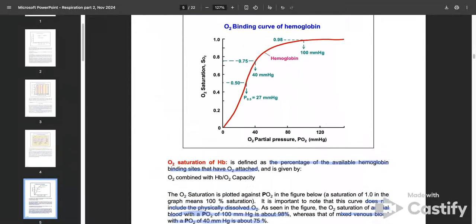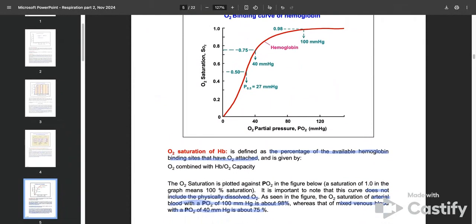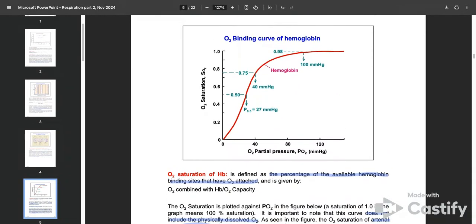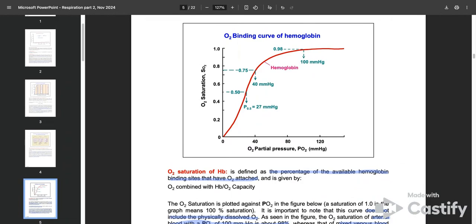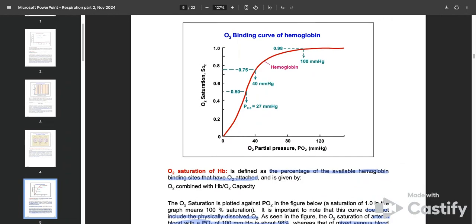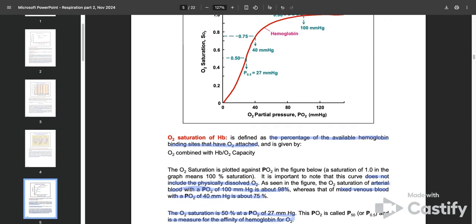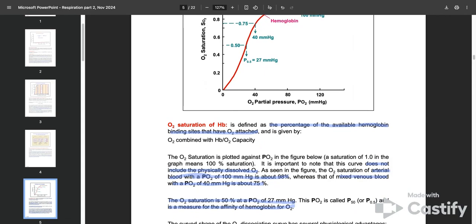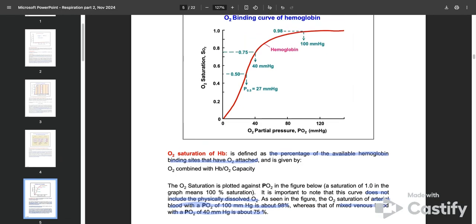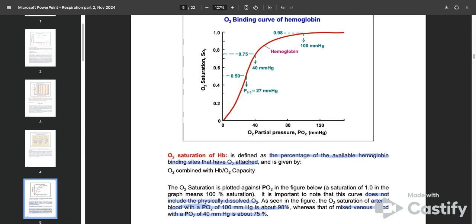Here we have the oxygen binding curve of hemoglobin. Oxygen saturation of hemoglobin is defined as the percentage of the available hemoglobin binding sites that have oxygen attached. So what is oxygen saturation of hemoglobin? The percentage of the available hemoglobin binding sites that have oxygen attached. It's important to note that this curve does not include the physically dissolved oxygen. This is only for the oxygen bound to hemoglobin.